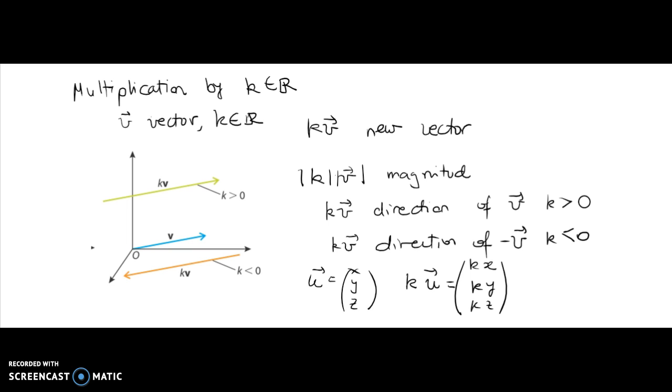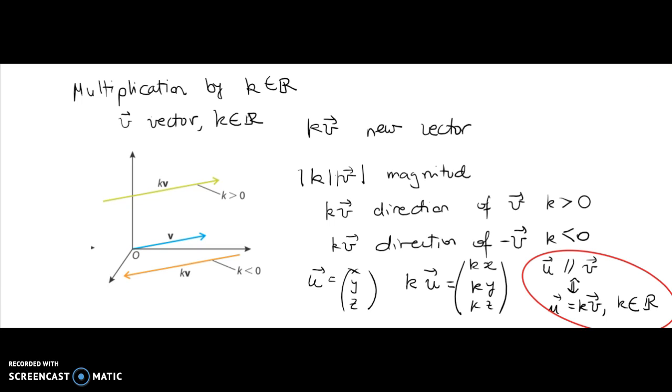One more thing that will be worth remembering is that two vectors are parallel, so let's say u is parallel to v, if and only if we can write one vector as a multiple of the other, so we can write u as kv for some k in the real numbers. So this is a necessary and sufficient condition for two vectors to be parallel.